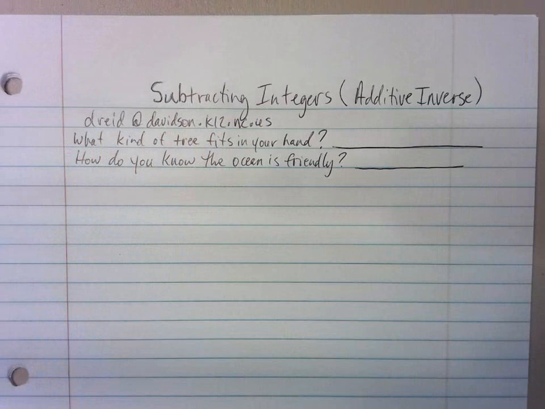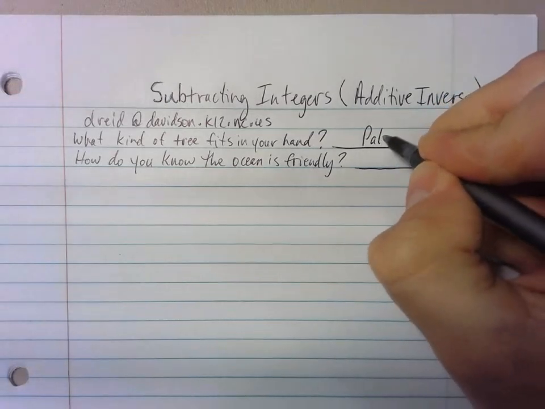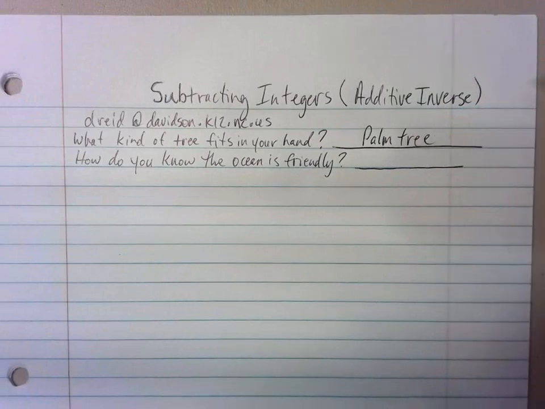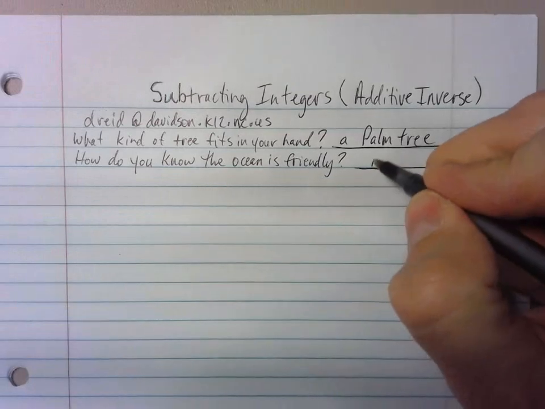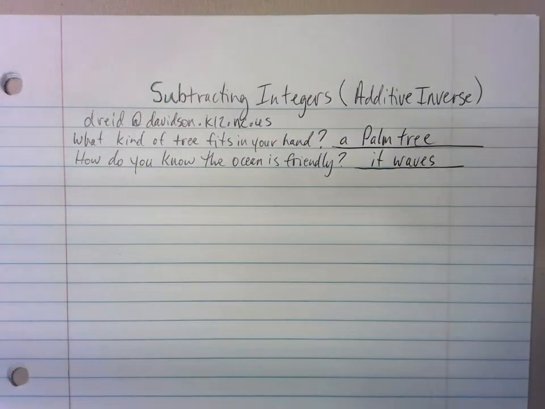I got a couple questions for you to start out today. What kind of tree fits in your hand? That would be a palm tree. Get it? It fits in your hand because it's a palm tree. And how do you know the ocean is friendly? Well, it waves. So, if you're feeling down or if you're feeling blue today, folks, just think about the ocean waving at you. Maybe sitting underneath a palm tree and enjoying the breeze blow through your long hair that you haven't had cut in over a month.